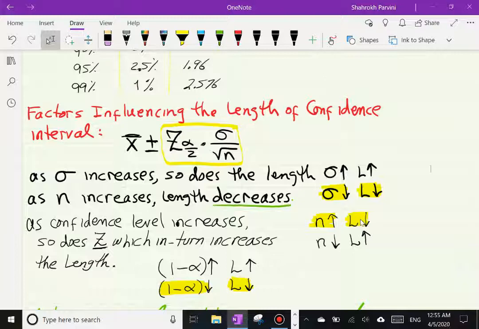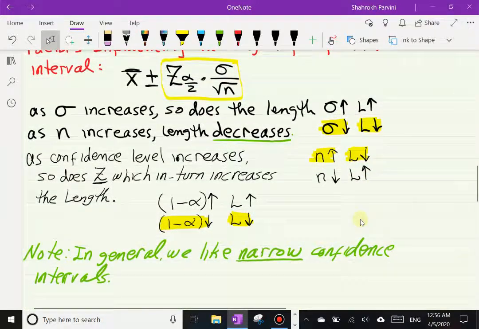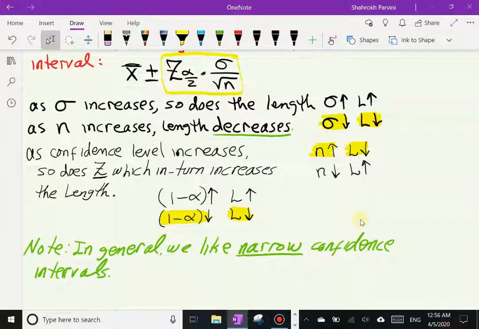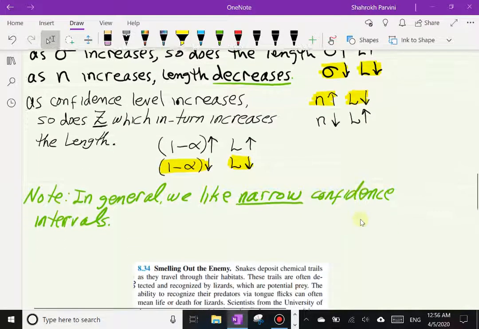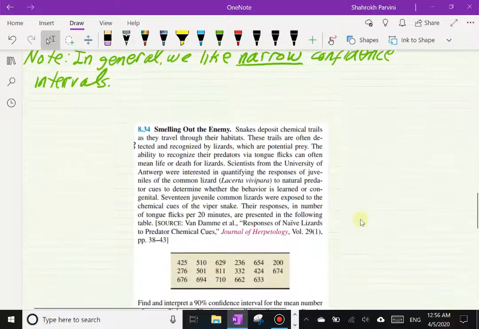The ones highlighted on this page are the actions you can choose in order to reduce the length of the confidence interval. Remember, we would like to have narrow confidence intervals. And that's what I just wrote here: in general, we would like to have a narrower confidence band than a wider one. So let's take a look at this example now.